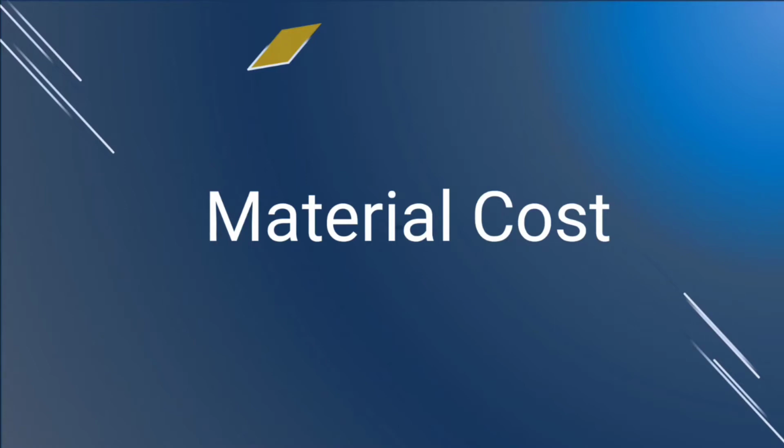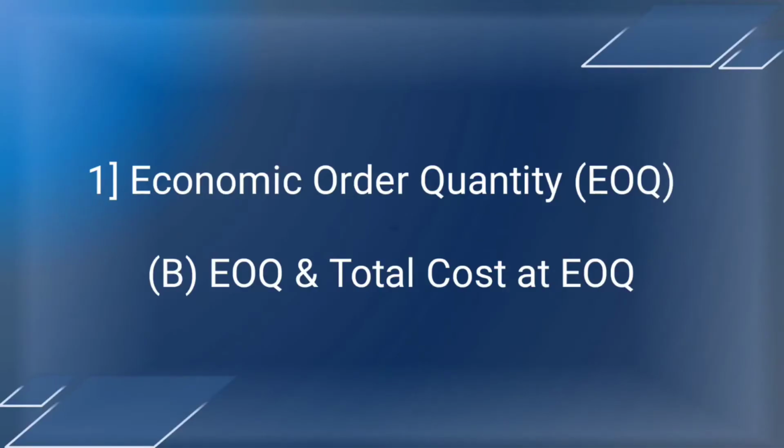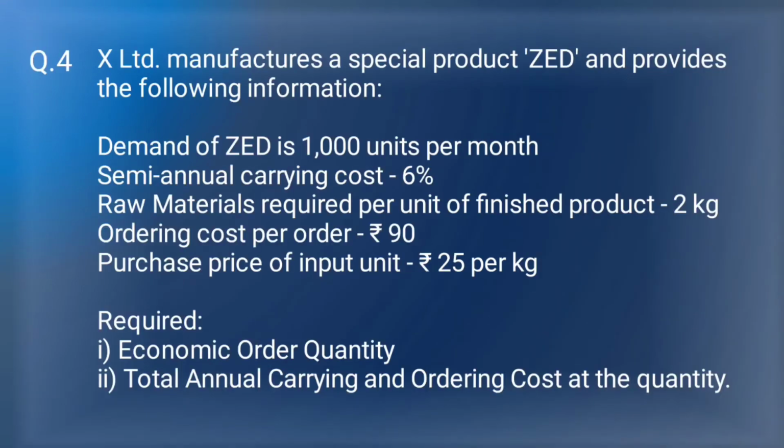So today I'll be teaching material cost. Economic order quantity, part B, EOQ and total cost at EOQ. So let us start with question number 4.